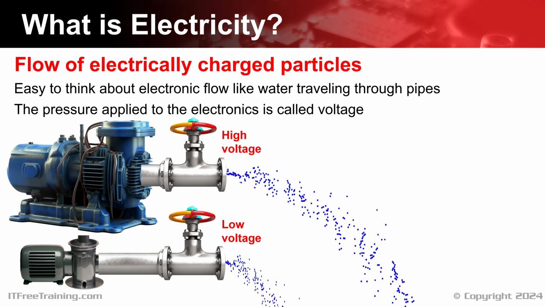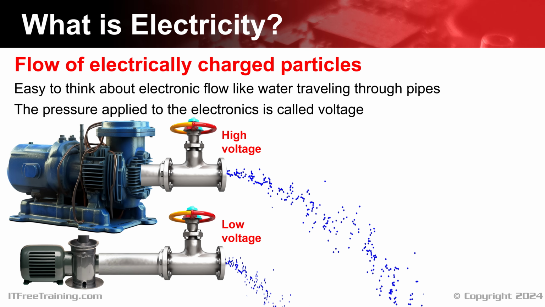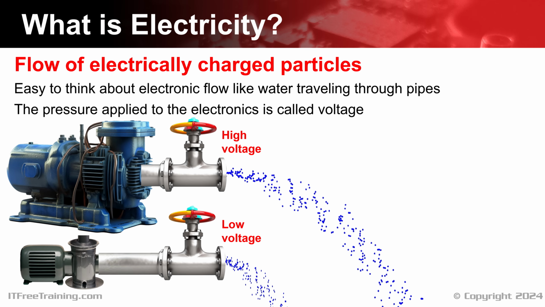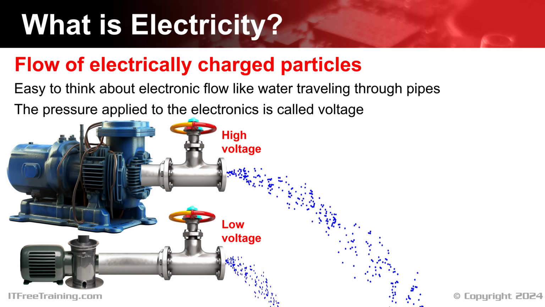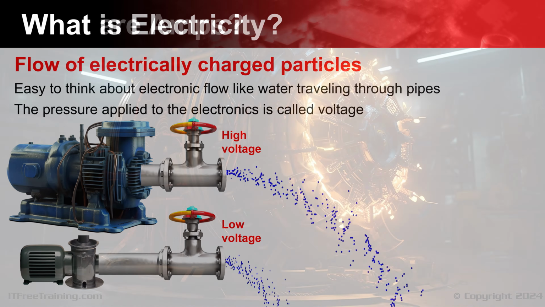This water analogy explains why high voltage can damage electronics designed for low voltage. It's like forcing high-pressure water through a weak hose. The hose will inevitably rupture under the strain. Similarly, low-voltage electronics subjected to high voltage will generate excessive heat, causing components to burn out.